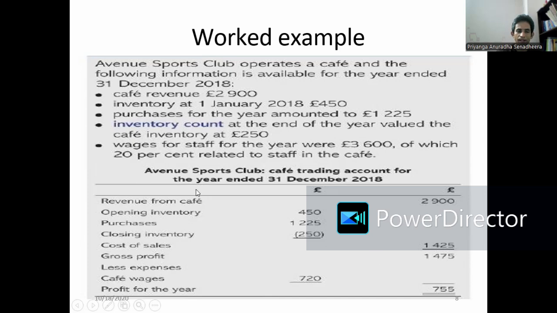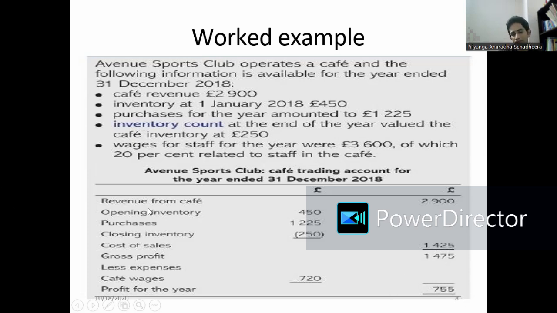Everything is over up to here, but any other expense related to this particular cafe is not there. But there are. Further, when you are reading, wages for the staff for the year were 3,600, of which 20% related to staff in the cafe. So out of these wages, 20% of the wages is coming under the cafe. So therefore, 3,600 20% means 720. So that also should be deducted from this GP figure. So you get the final answer, profit for the year.